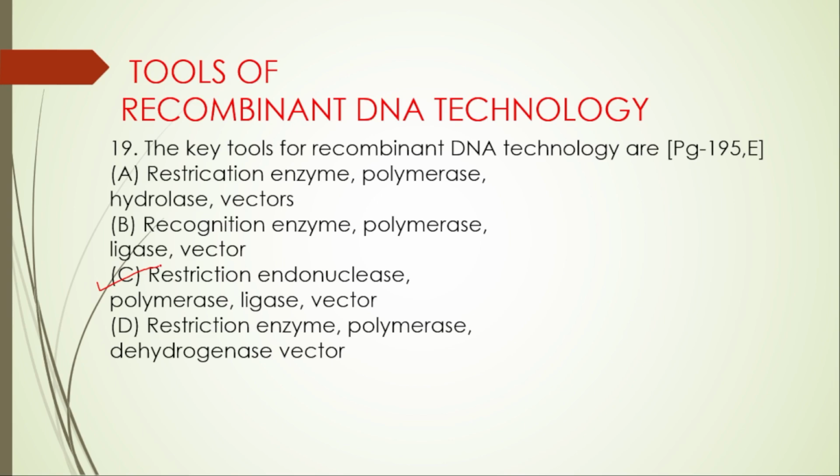Restriction endonuclease is for molecular scissors. These enzymes cut the DNA at a specific recognition site, whereas polymerase is used to synthesize a new strand, and ligase is like molecular glue. And vectors are DNA molecules used as a vehicle to carry a foreign DNA into the host cell. So these all are the tools we need.